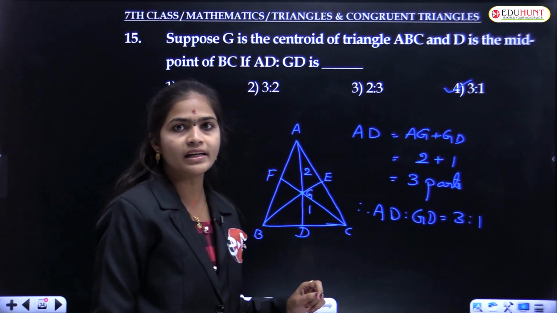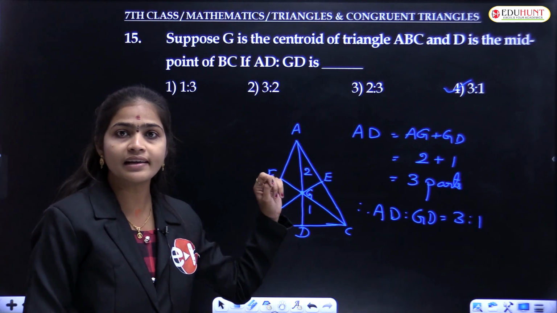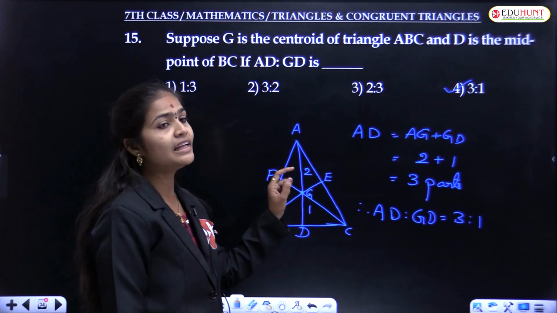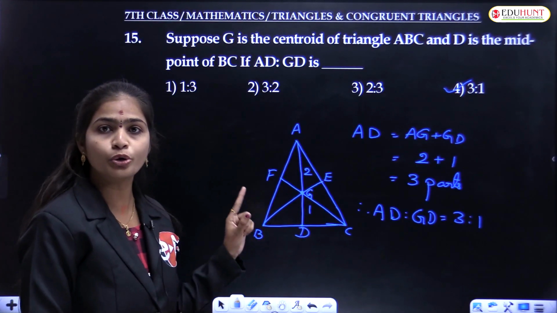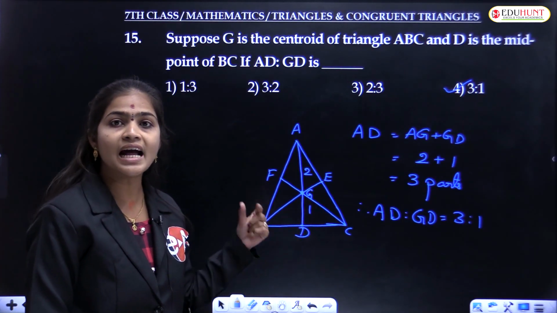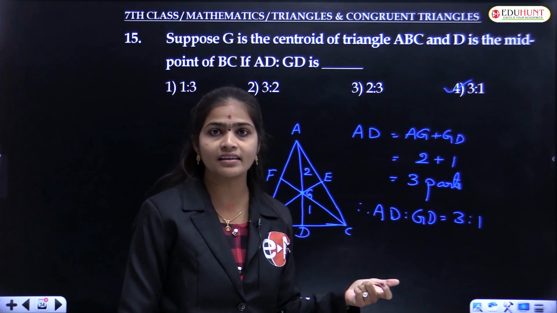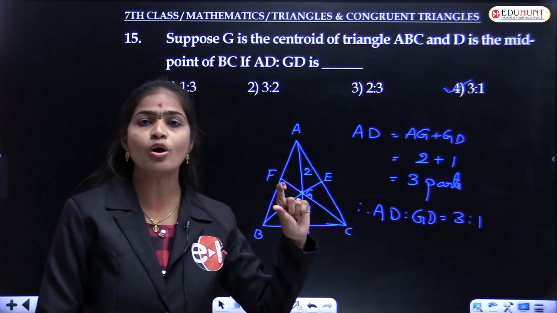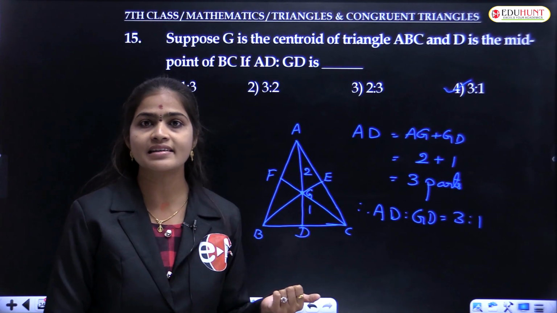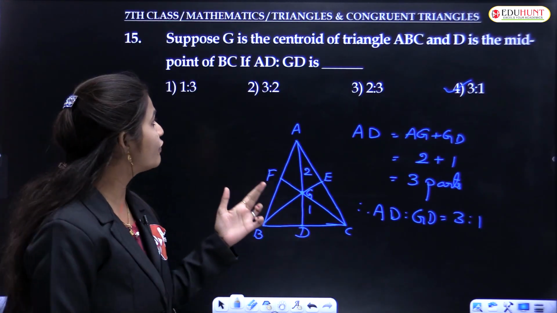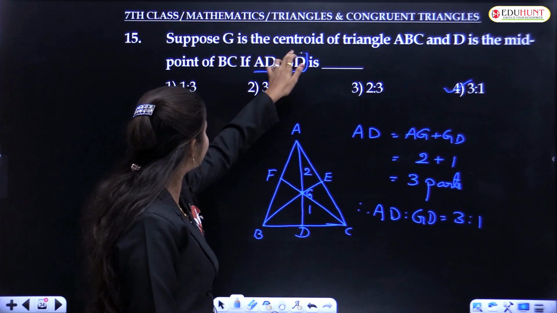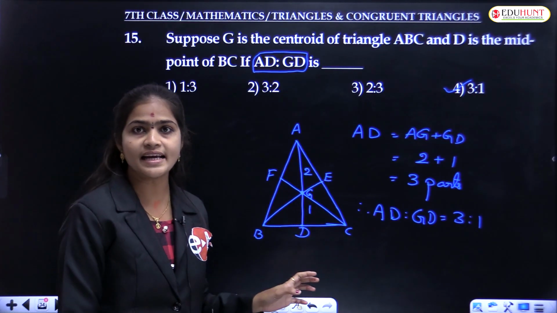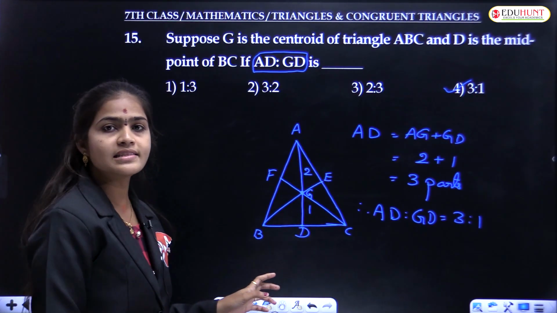3:1. Is it clear children? Read the question carefully, don't be confused. G always divides AD in the ratio 2:1 only, but we have to observe what they are asking. Whether AG is to GD, or AD is to GD, or AG is to AD they are asking. So first you have to see the question, observe this part carefully, and only after that go for the answer. Okay children, let us see the next one.